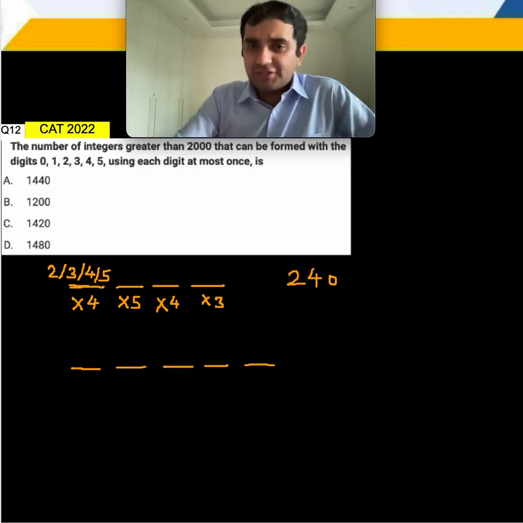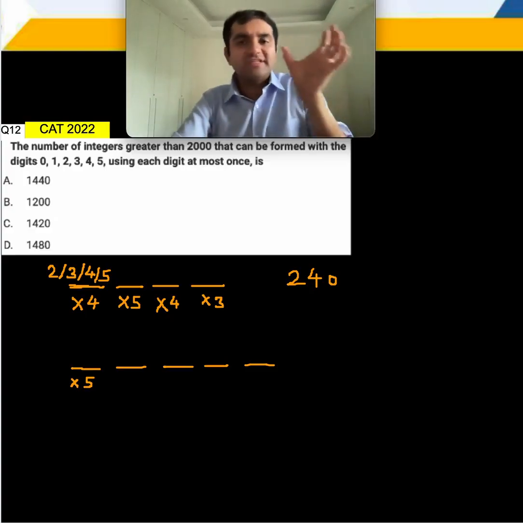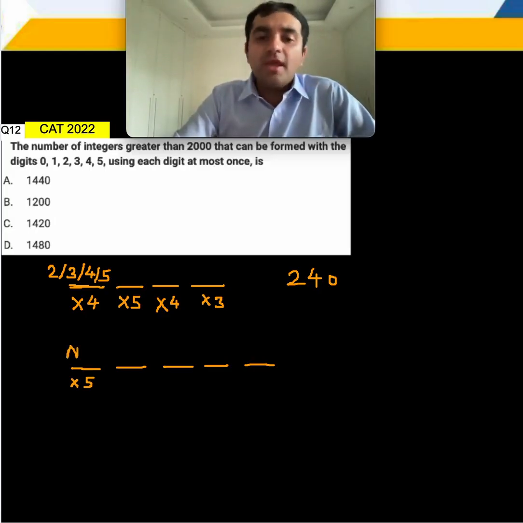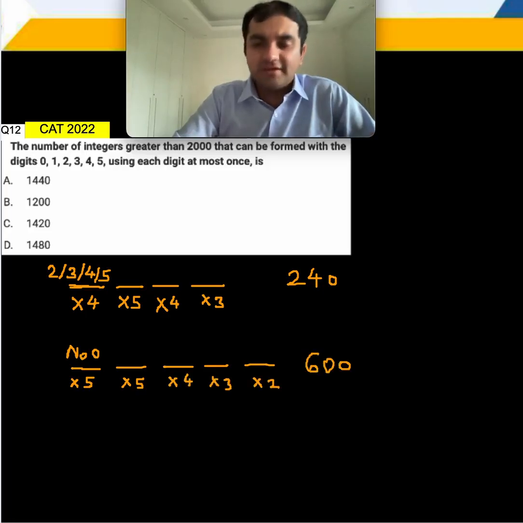When you take 5-digit numbers, all of them will be greater than 2000, but in the first position 0 is not allowed, so 5 ways. Out of 6 digits, 1 digit is used up. 5 digits are now available. But second digit onwards 0 is allowed, so 5 ways, 4 ways, 3 ways, 2 ways. You get a total of 600 numbers.